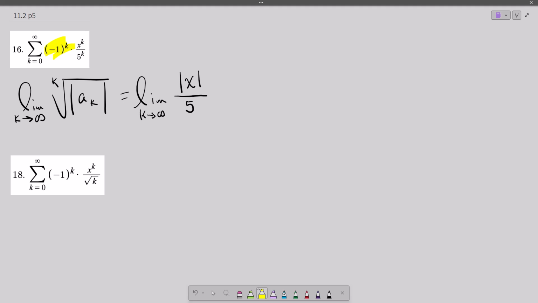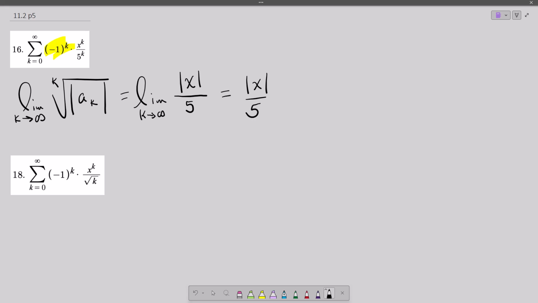All right, so there's our root test. Do you see any k's there? No. So absolute x divided by 5 is constant with respect to k. We all know that the limit of a constant is itself. So this limit is that.